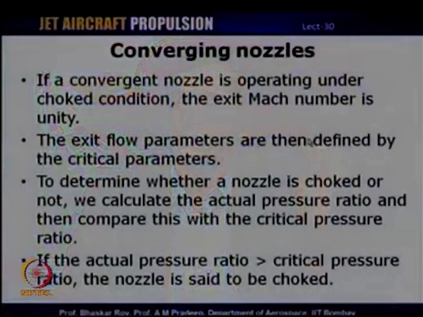So, for a convergent nozzle, let me summarize what we have just now discussed. In a convergent nozzle, if it is operating under choked condition, the exit Mach number is unity, as we have seen. The exit flow parameters will then be defined by the critical parameters, that is, the exit pressure will be equal to critical pressure, exit temperature will be equal to critical temperature, exit density is critical density, and so on. All exit properties will be equal to critical parameters.